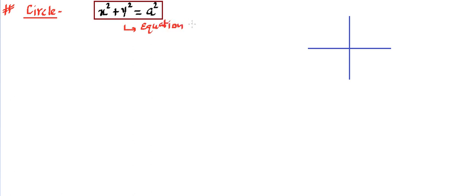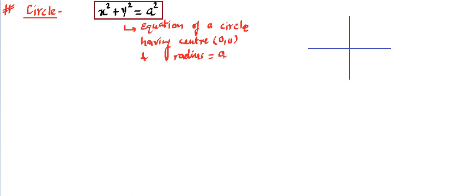Equation of a circle. Now for a circle, a few points are important. So let me complete this. Equation of a circle having center at 0, 0, that's called origin, and radius equal to a. So that's called the equation of a circle, and the center is the origin and the radius is a. Whatever this right hand side square is, that quantity is known as radius, and the center will be this origin.